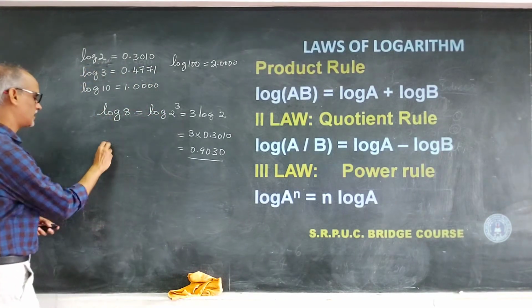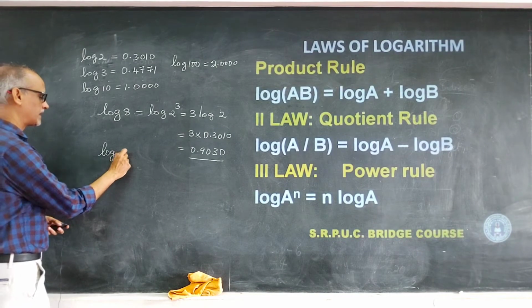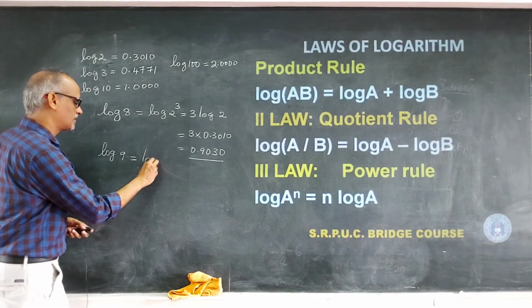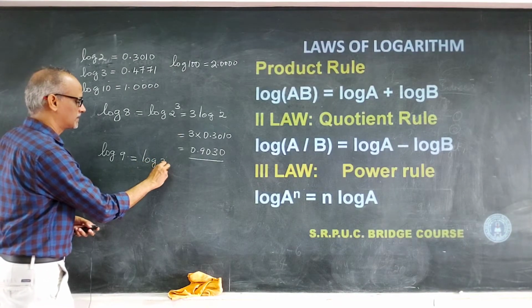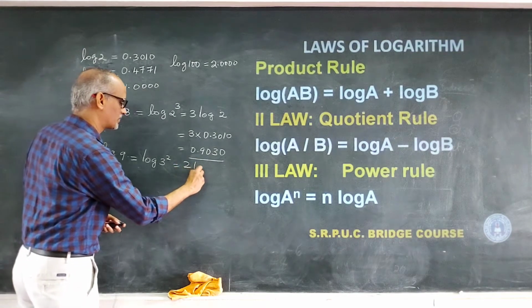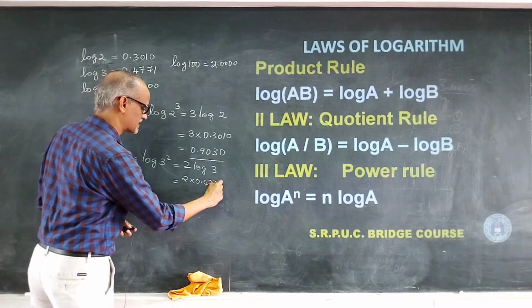So one more example, I want to find log 9. So what is log 9? Log 9 is nothing but log of 3 square. So 3 square is 9, which is same as 2 log 3. 2 into log 3, where log 3 is 0.4771.